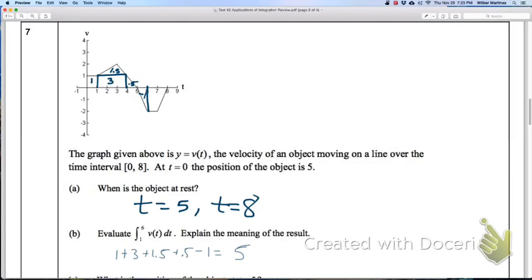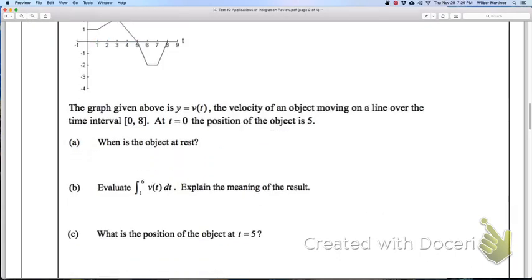It says explain the meaning of the result. So the meaning of the result is that's the displacement. So it is 5 units away from where it started at the very beginning. So it's not the total distance traveled because of the fact that this is a negative. It backtracked a little bit. So it's not the total distance traveled, it's only the displacement, how far away it is from where it started.